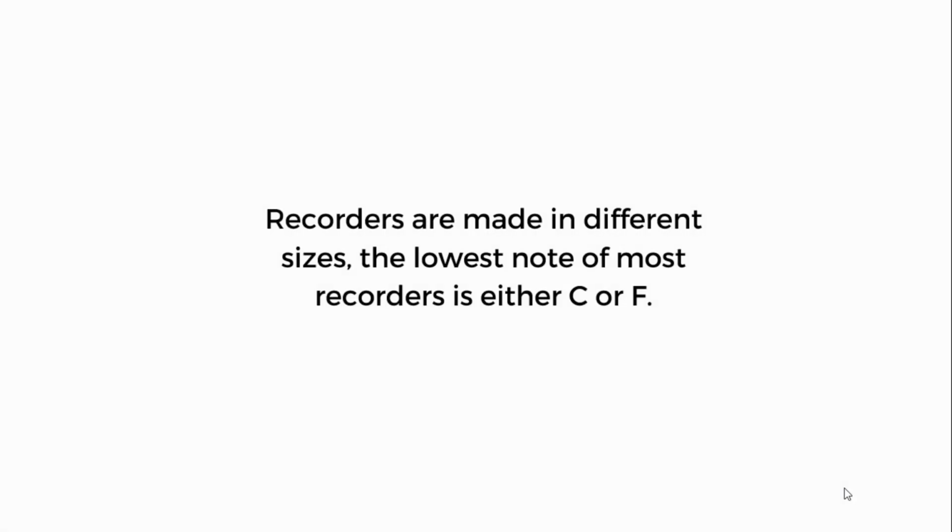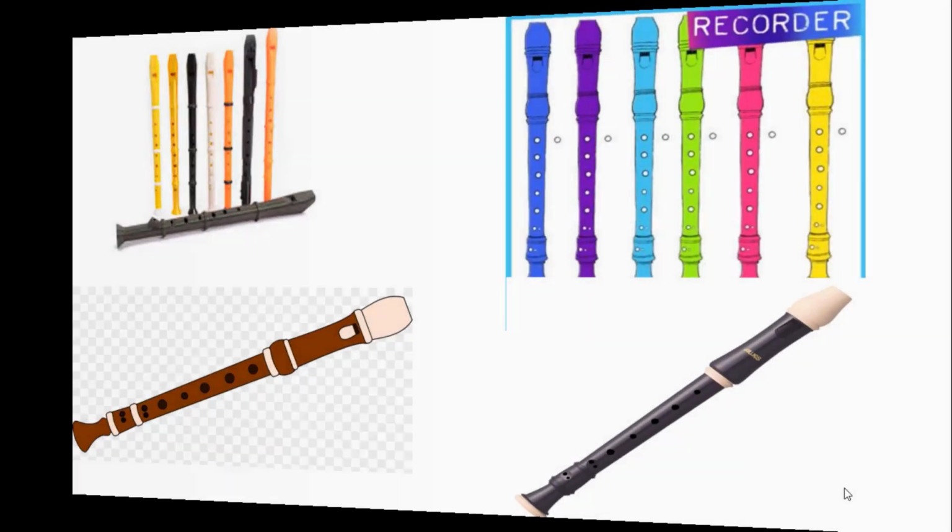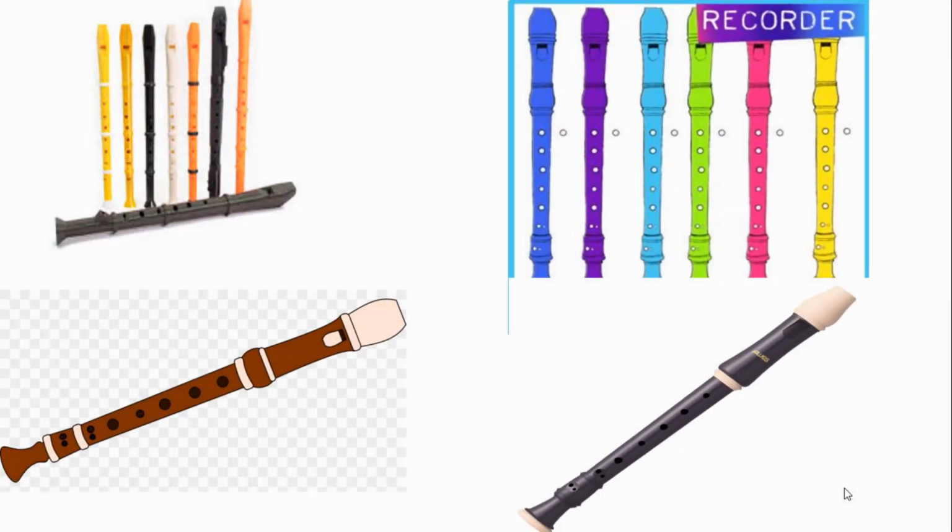Recorders are made in different sizes. The lowest note of most recorders is either C or F. They are in different colors and sizes, as you can see on the screen.